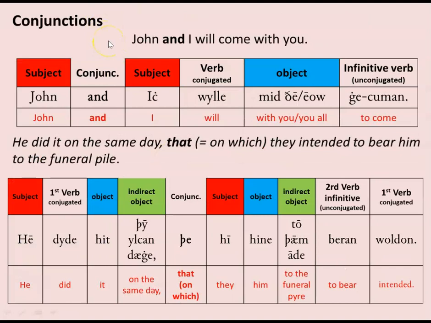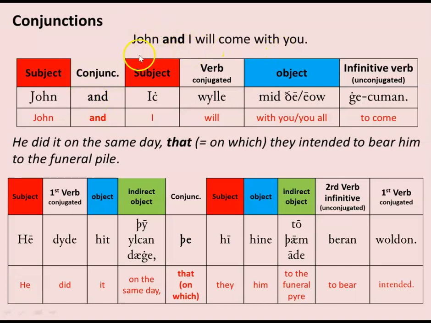Conjunctions. Now, let's deal first with the coordinating conjunctions. Ones like and, but, or, yet, and so on. So, John and I will come with you.